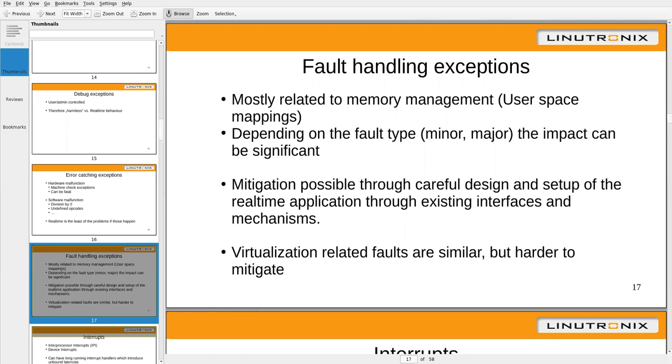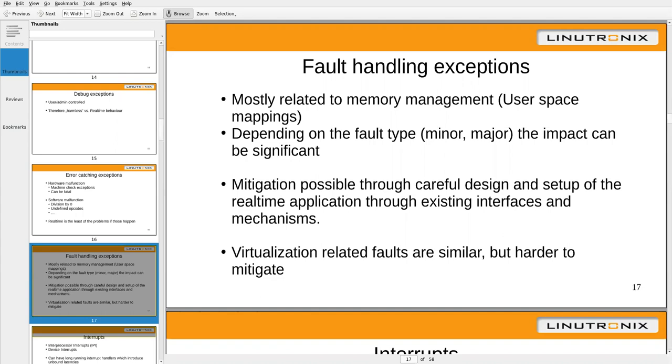Major exceptions are more problematic because the memory has to be allocated, or data like the application code or library code has to be paged in from disk or over network or wherever your storage is. So that can take quite some time and is unbounded latency.